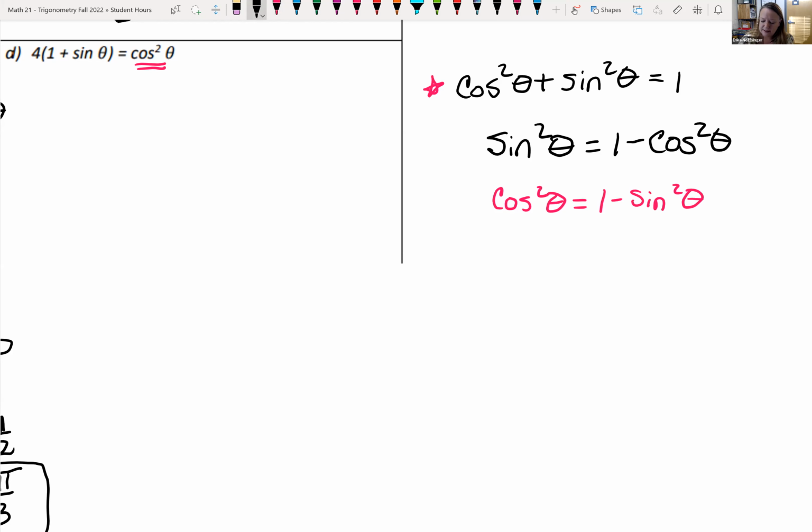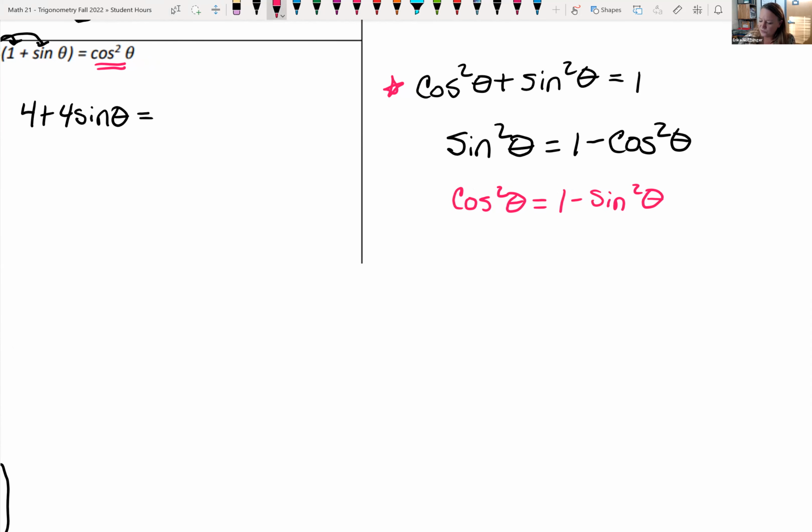So rewriting this, and as we rewrite it, let's distribute that 4 inside the parentheses. Distributing that 4, we get 4 plus 4 sine theta is equal to cosine squared theta, which we just saw was the same thing as 1 minus sine squared theta. This is quadratic, so get everything to one side of the equation. We could do that by subtracting 1 on both sides of our equation and adding sine squared theta to both sides of our equation.